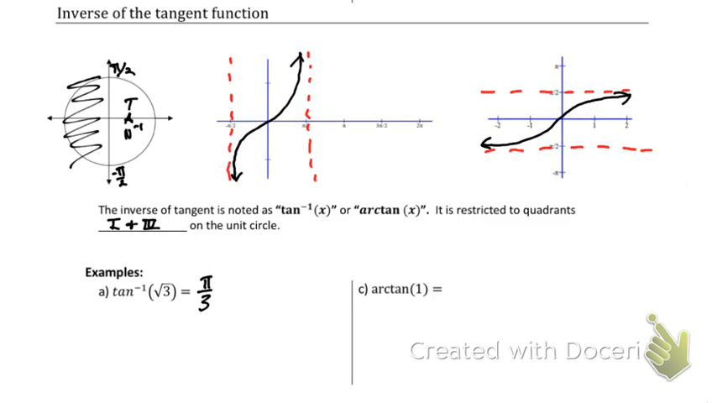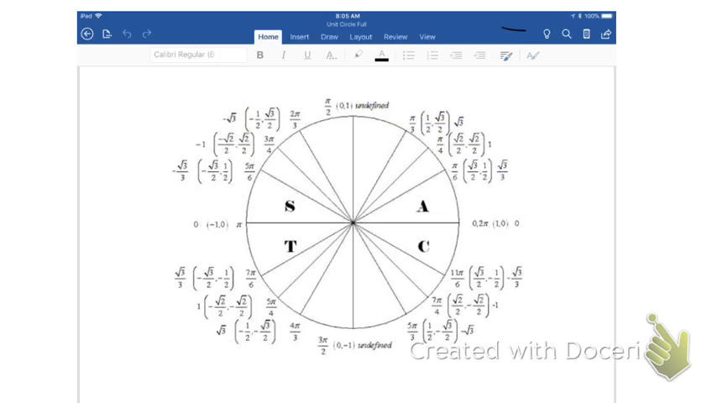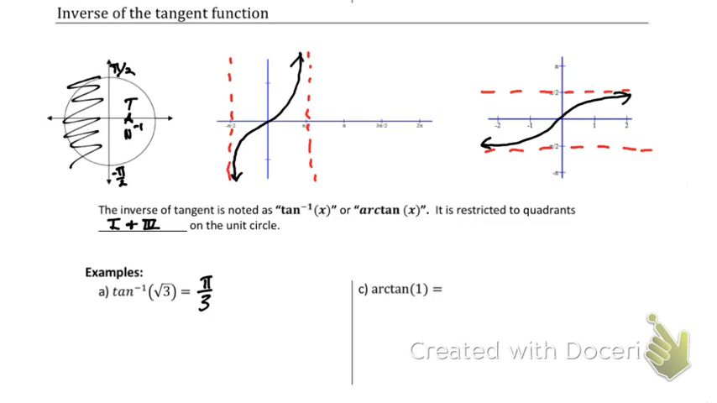Then I'm supposed to find the arc tangent of 1. So I just go between here and here and look for where tangent equals a positive 1. And it is right there, which is pi over 4. I can't stress it enough. You need to have those memorized and be able to put that on a unit circle.